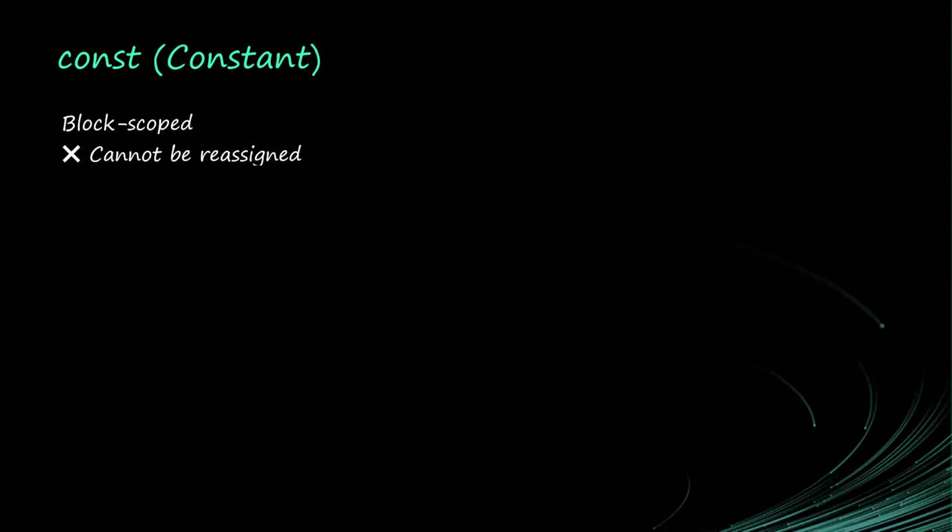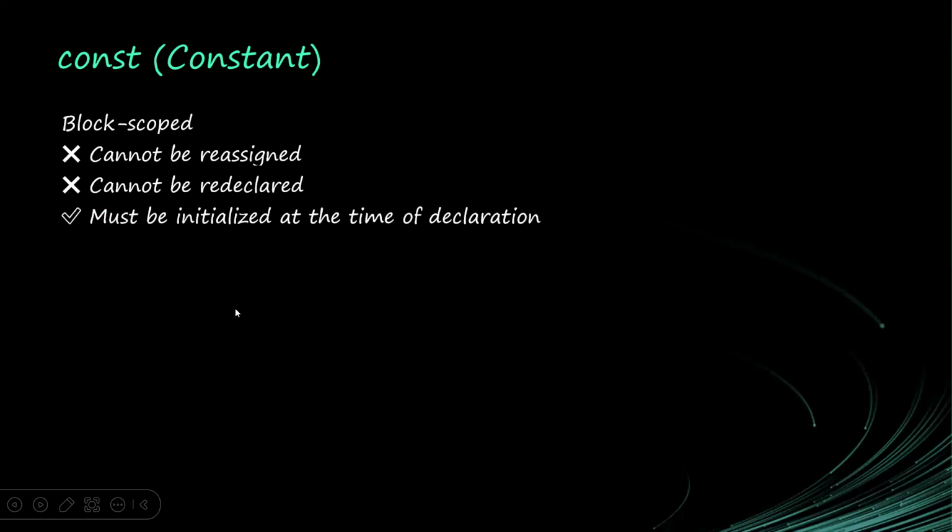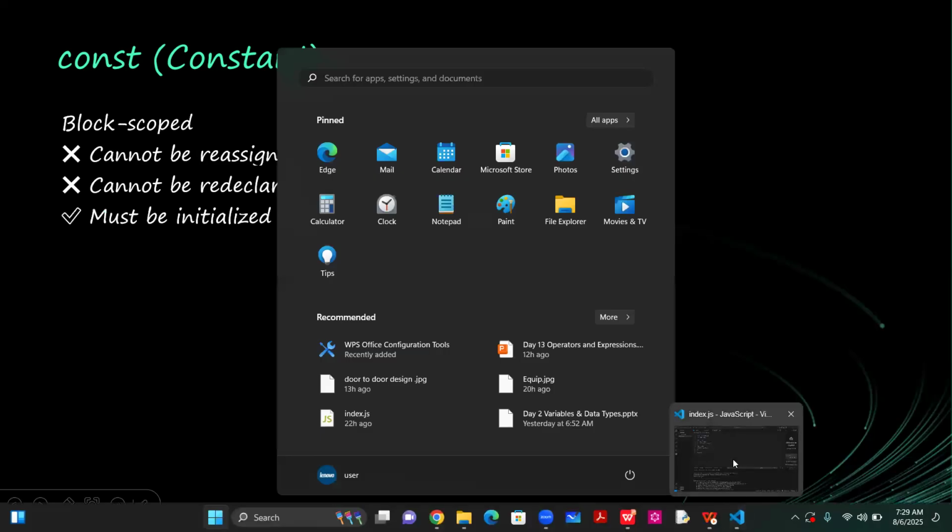You told the interpreter, make sure that this value will not be changed. So it cannot be redeclared. It cannot be reassigned, but it is block scoped. But it must be initialized at the time of declaration. You must initialize at the time of declaration. So let's go on. Let me show you.